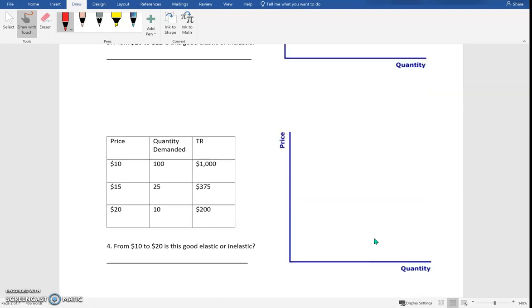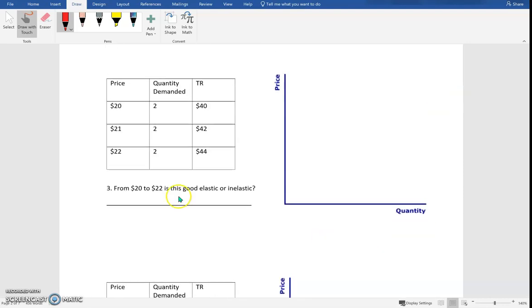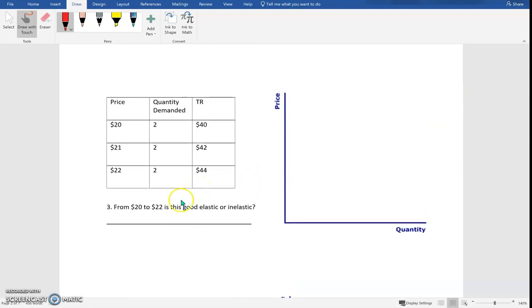And I can possibly get through one of these really quickly. So we're going to look at number 3. From $20 to $22, is this good elastic or inelastic? First I'm going to plot my points, 1, 2, 3, and I've got my prices of 20, 21, 22. At $20 they want 2, at 21 they want 2, at 22 they want 2. Wow, look at that, straight line. It's a very poorly drawn straight line, but a straight line nonetheless. I've plotted my points.